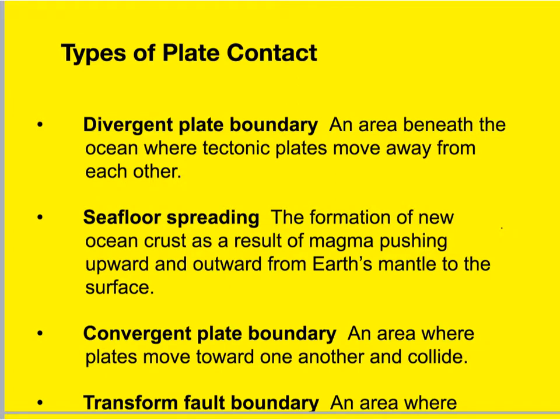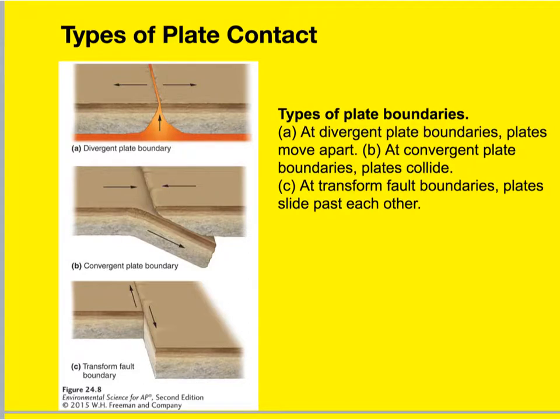Alright, so you might remember that there are several different types of plate boundaries. A divergent plate boundary is an area beneath the ocean where the tectonic plates move away from each other. There's seafloor spreading, which we've talked about, and that's the formation of new ocean crust as a result of magma pushing upward and outward from the Earth's mantle. And then there's a convergent plate boundary, an area where plates move towards one another and collide. And when plates move sideways, slipping past each other, that's a transform fault boundary. So here in this figure we can see the three major types of plate boundaries.